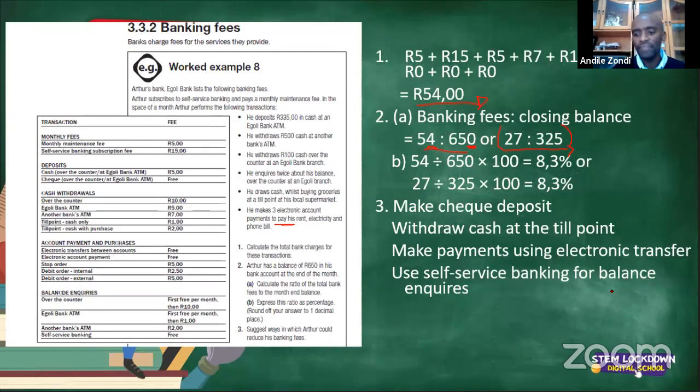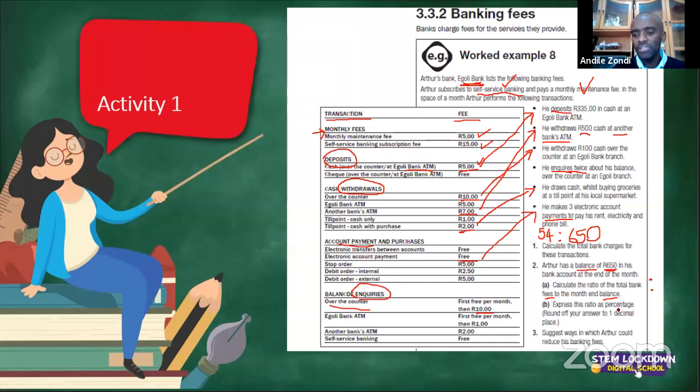Okay. Next question. Express the ratio as a percentage. That means I need to take my ratio figures, the two values in question, multiplied by 100 to get a percentage. So that's what I'm doing in this case. Obviously, this is the ratio we're talking about.